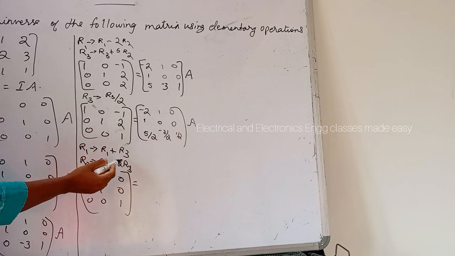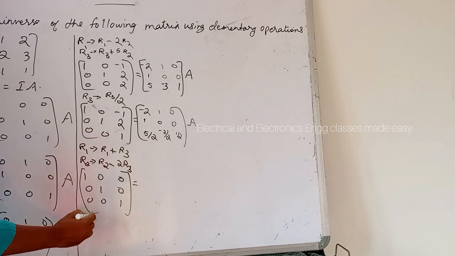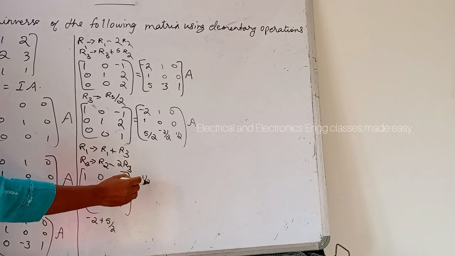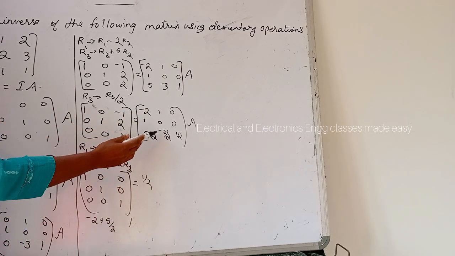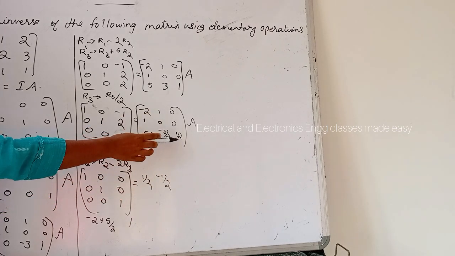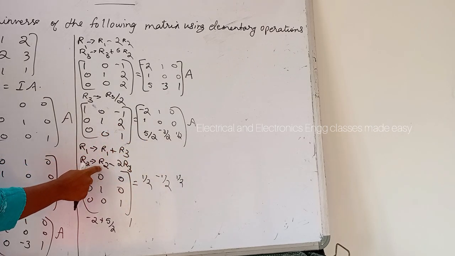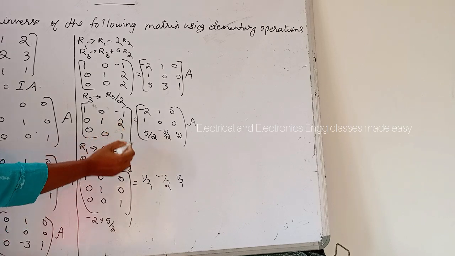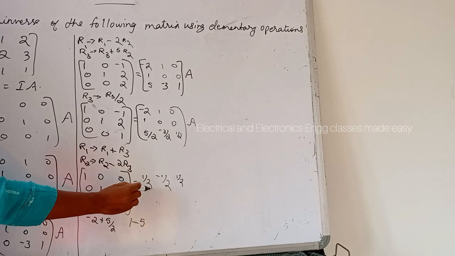Equal to, here also we have to apply this rule, that is R1 plus R3. So minus 2 plus 5 by 2. Here we will get minus 4 plus 5, that is 1 by 2. Then here 1 plus minus 3 by 2, that is 1 minus 3 by 2, which is 2 minus 3, that is minus 1 by 2. Then 0 plus 1 by 2, that is 1 by 2. Then in the second row, R2 minus 2 R3, that is 1 minus 2 times 5 is 1 minus 5, that is minus 4.